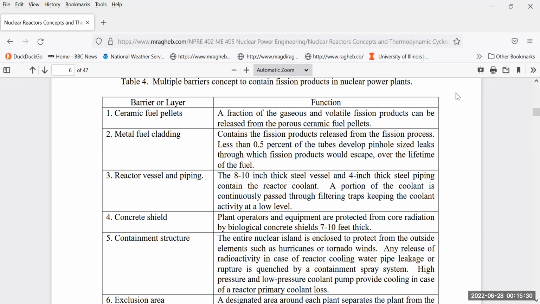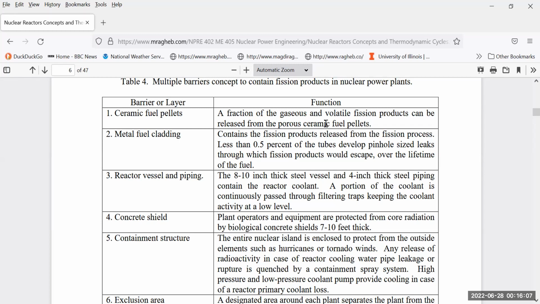So the first barrier or layer against the release of the fission products is that we use ceramic fuel pellets. Uranium dioxide is a ceramic. First, it can take high temperature, that's true, but it's also porous. And some of the fission products are gaseous. Like iodine, at room temperature it's a liquid, but at the high temperature of operation, it is gaseous. Xenon and krypton are also gases generated from the fission process. So they are contained within the pores of the ceramic fuel pellets, and that is our first barrier against releasing radioactivity to the environment.